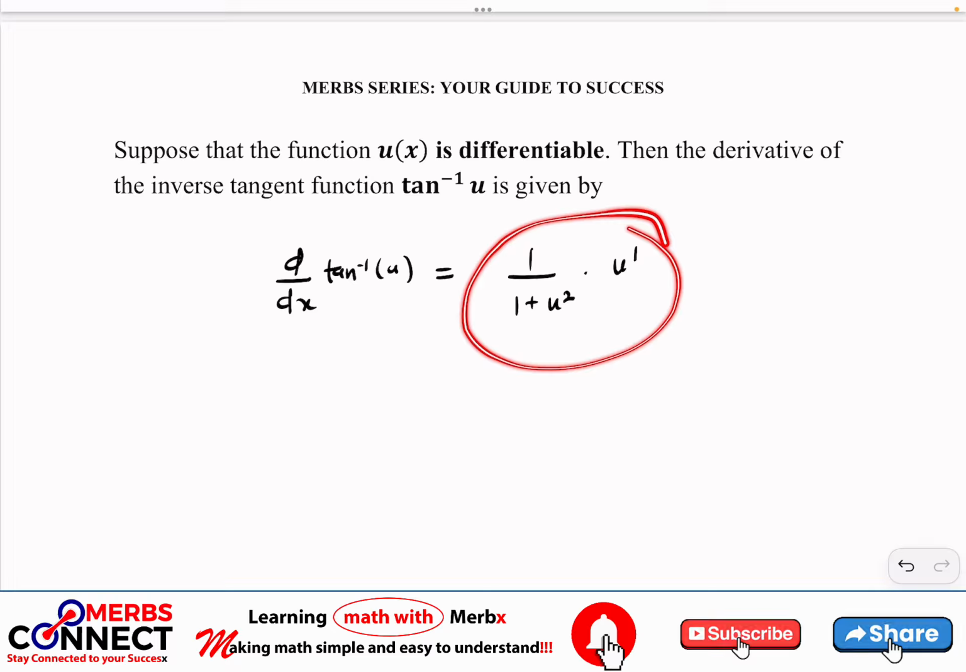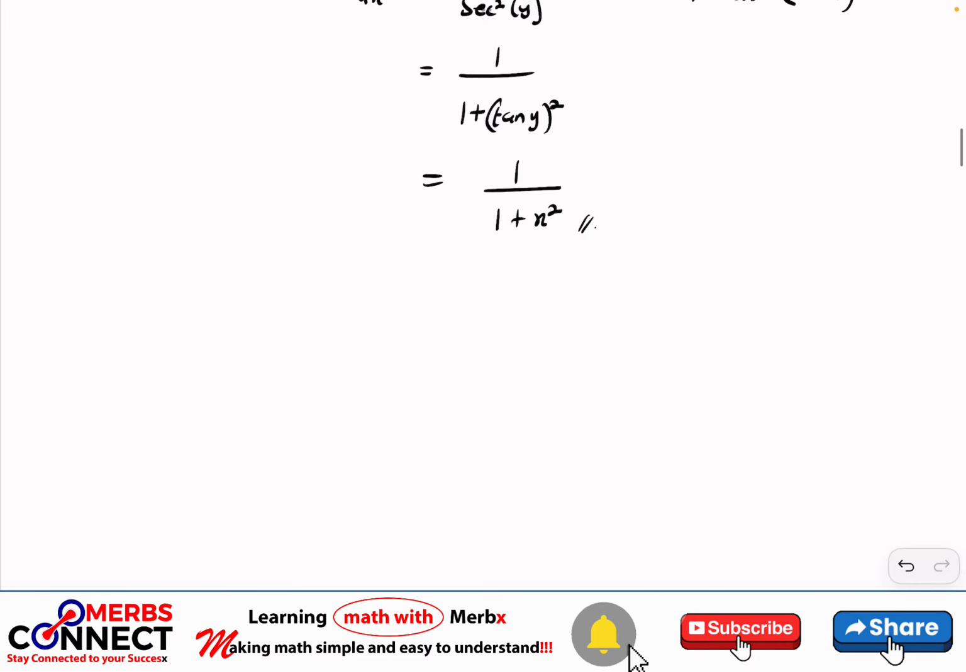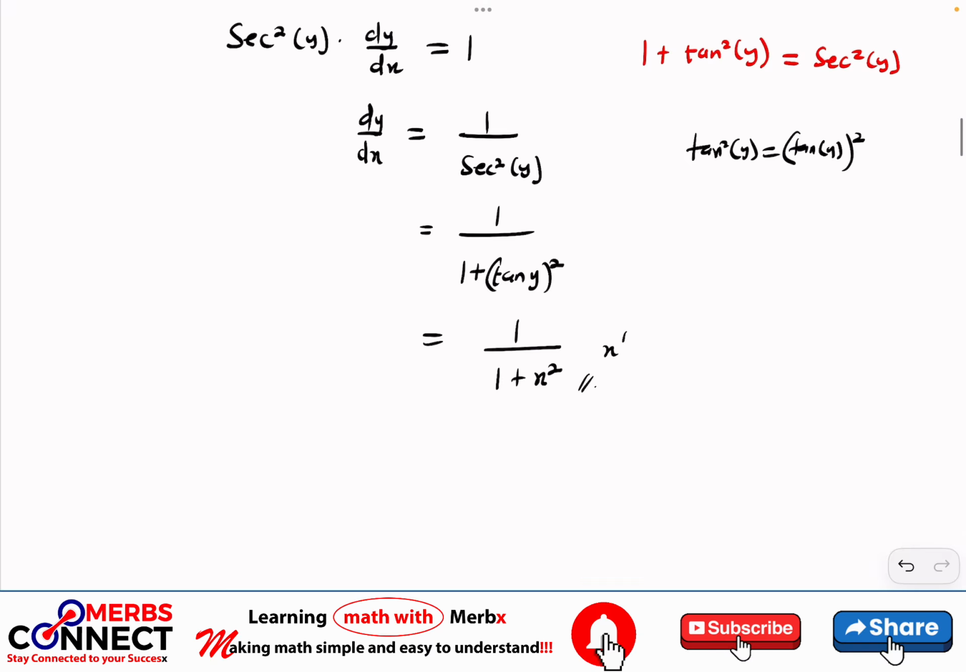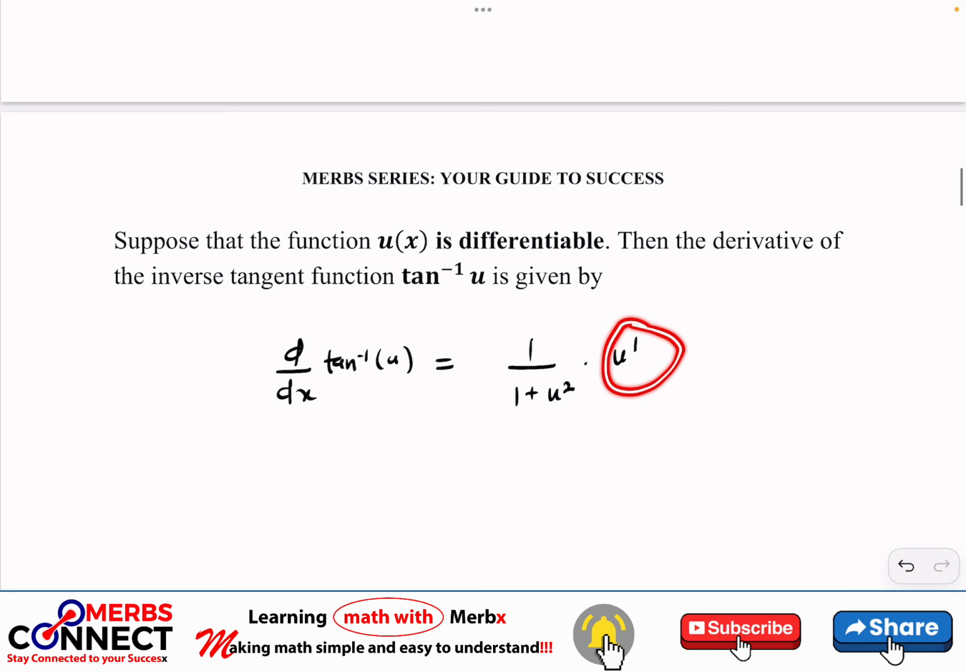So we just need to get u prime here. Here, when we multiply this one by x prime, because we are differentiating it with respect to x, x prime is the same as dx over dx, which is going to be 1, right? So it's just going to be multiplied by 1. So that's the reason why we don't see what is happening here like this. Great.